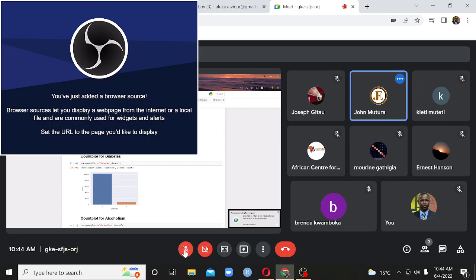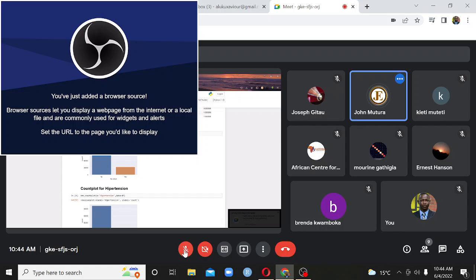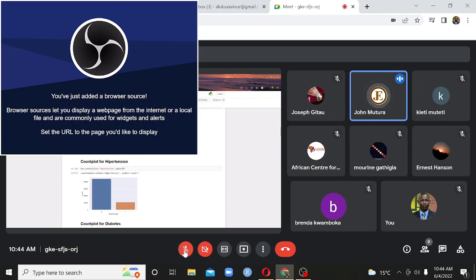So sorry, I'm saying I did several count plots. So first was with respect to the no-show. Then the other one was with respect to the medical conditions that are captured in this dataset. First was with respect to hypertension, as you can see. The other one was with respect to diabetes. The other one was with respect to alcoholism.